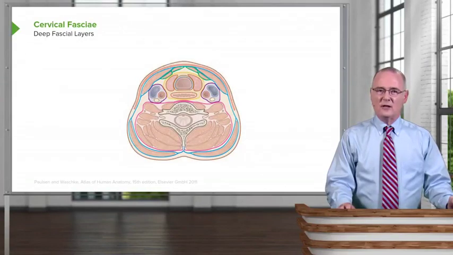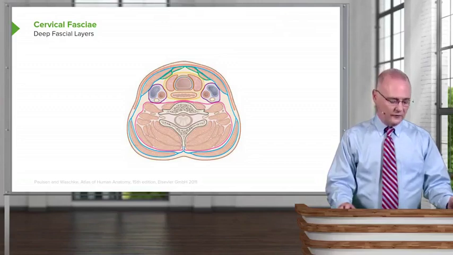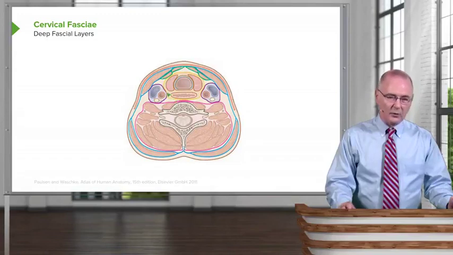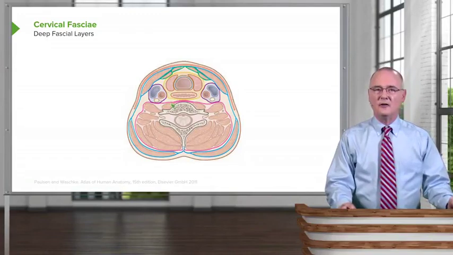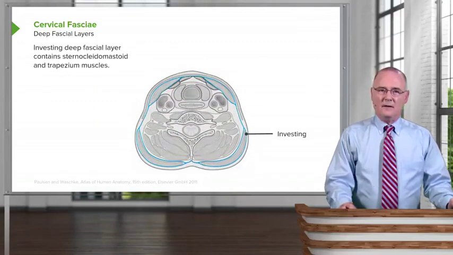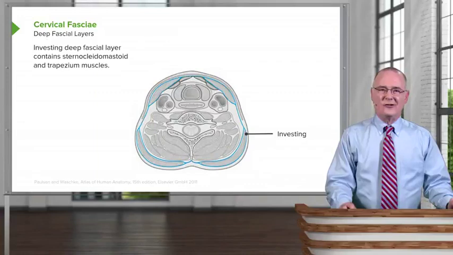Here is an image that depicts in color the various deep fascial components. See some here in blue, for example, lined in magenta, lined in yellow, lined in purple. So let's identify these various deep fascial layers. The first is referred to as the investing deep fascial layer. This contains the sternocleidomastoid and trapezius muscles.